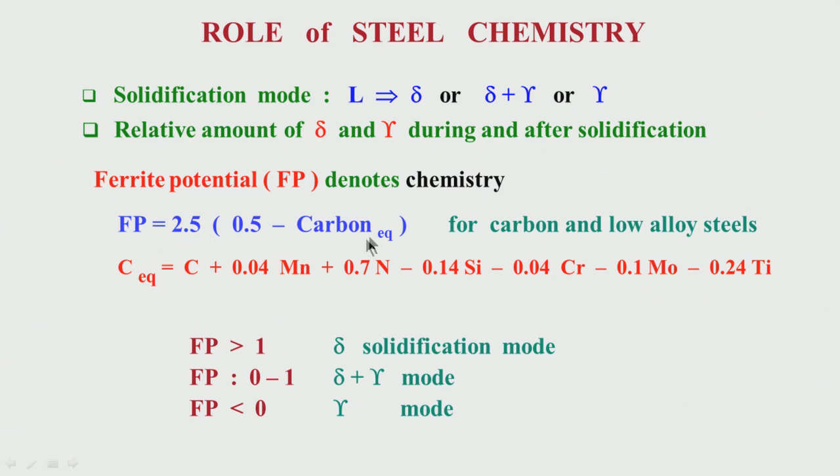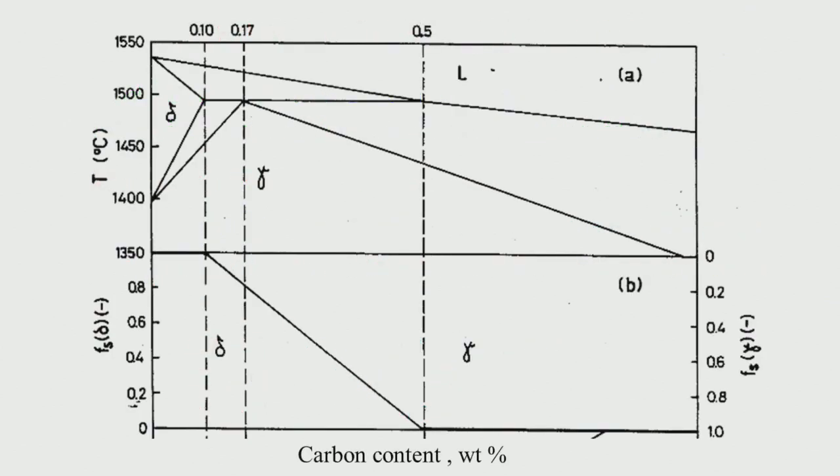So, if we know what the alloying elements present are, we can find out the carbon equivalent, and if we know the carbon equivalent, from this figure or this relation we know how the solidification is taking place, whether through delta mode or gamma mode, and what the relative proportion of delta and gamma is at the end of solidification, just at the end of solidification. Beyond that it will again change. Please try to look at this figure. This relative proportion is at the end of solidification. Then as you go to lower and lower temperature, the relative proportion will change. It will no longer remain what it was at this peritectic temperature.